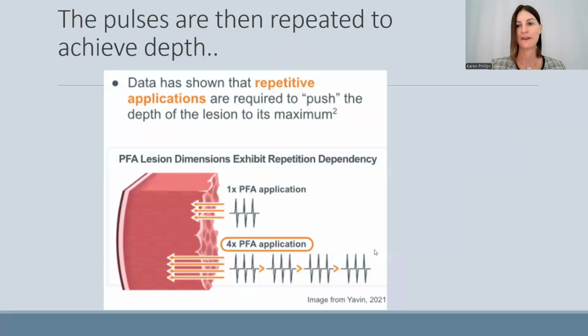Now, the pulses are repeated to achieve depth. As I said, there's a packet of pulses, and then we repeat those pulses because it's been shown that you need repetitive applications of this electric field to push the depth. This has all been studied to make sure that we achieve the correct depth of where we're trying to ablate the cardiac tissue.